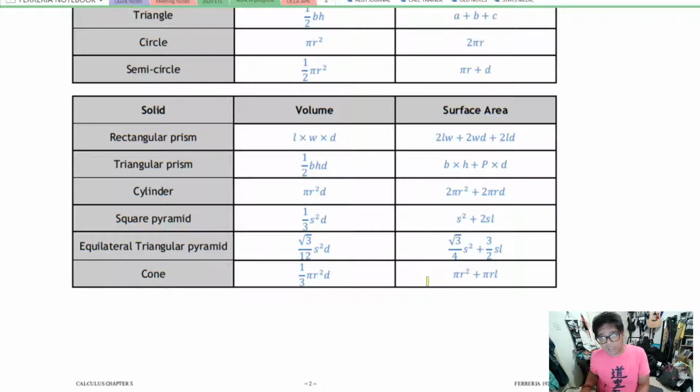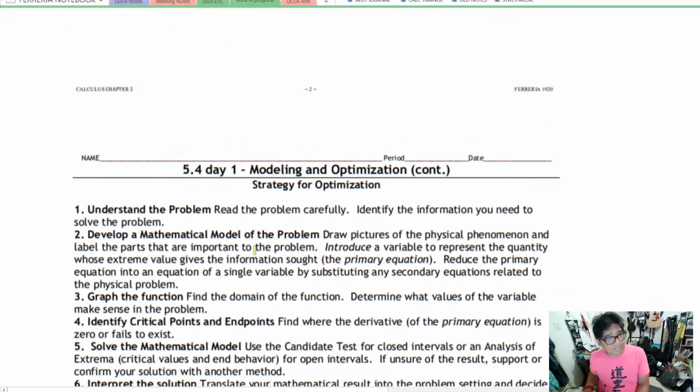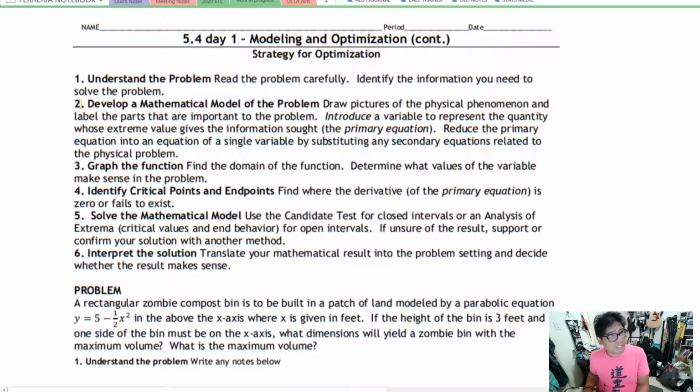And let's take a look at our next section here, which is a 6-part plan for optimization. Really, I think of it as kind of like a 5-part plan, because if we take a look at the first part, it's just understand the problem. You've got to know what the problem is asking for. If you have a misunderstanding of what the problem is asking for, you're kind of guaranteed to get that problem wrong.